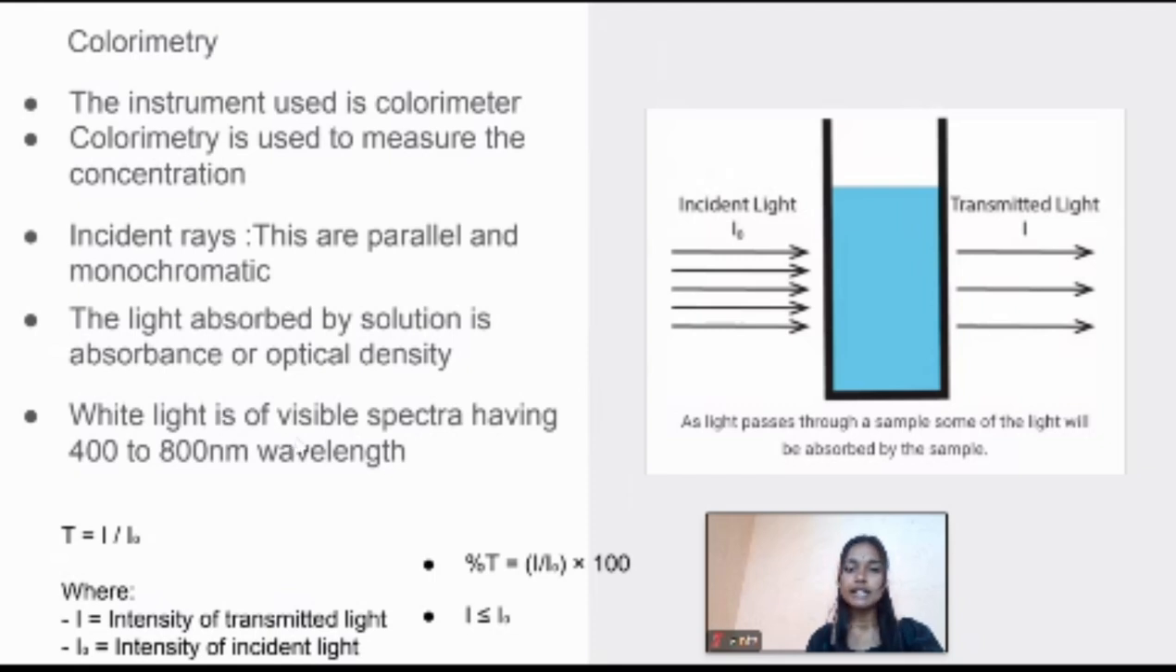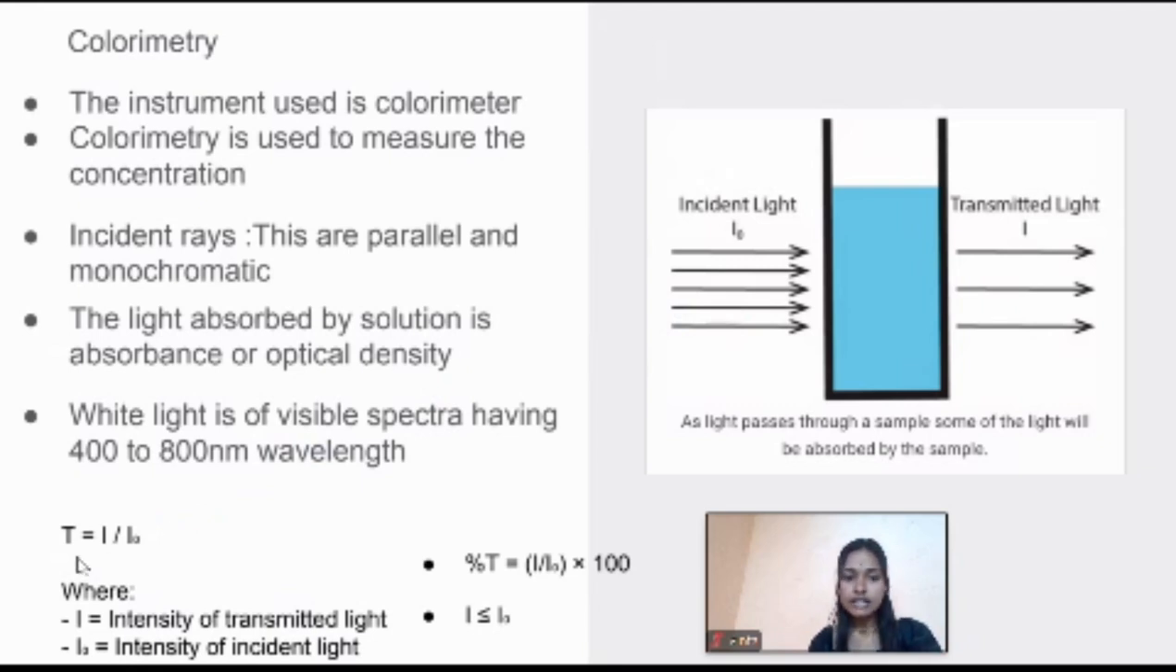You know that white light belongs to the visible spectrum, which has a wavelength of 400 to 800 nanometers. White light is not monochromatic because it consists of all the colors present in the visible spectrum, like violet, blue, green, yellow, and orange. If I pass a single color, then it will become monochromatic.